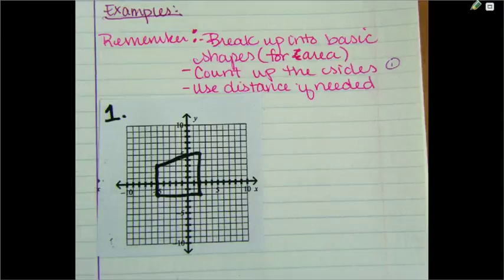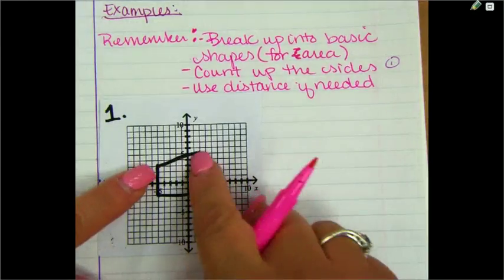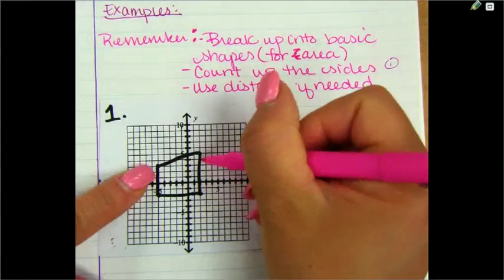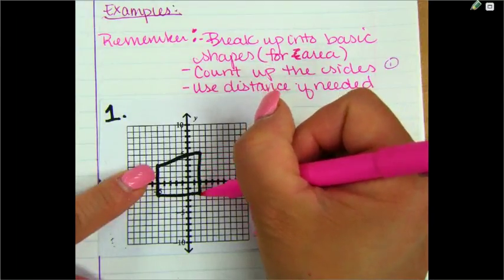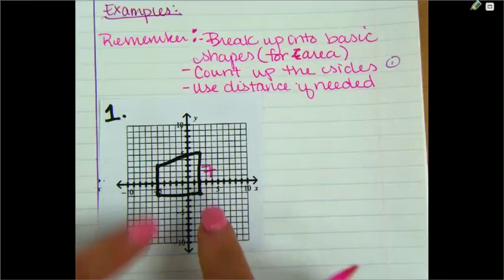So let's look at it right now. Can we count up this side from here to here? No. Can I count from here to here? Yeah, go ahead and count that. How much is it? 7, good. Can I count from the bottom?